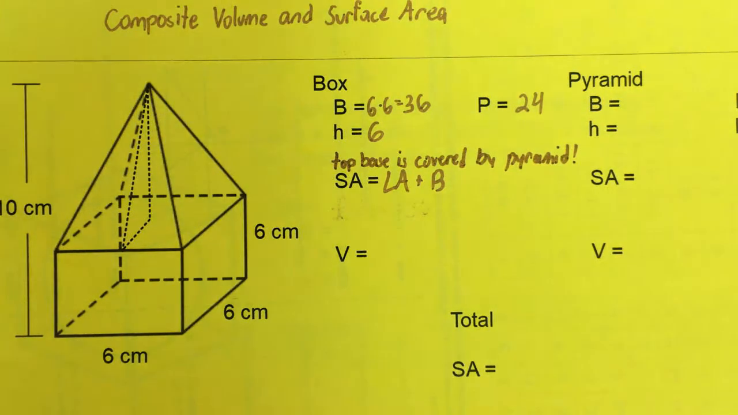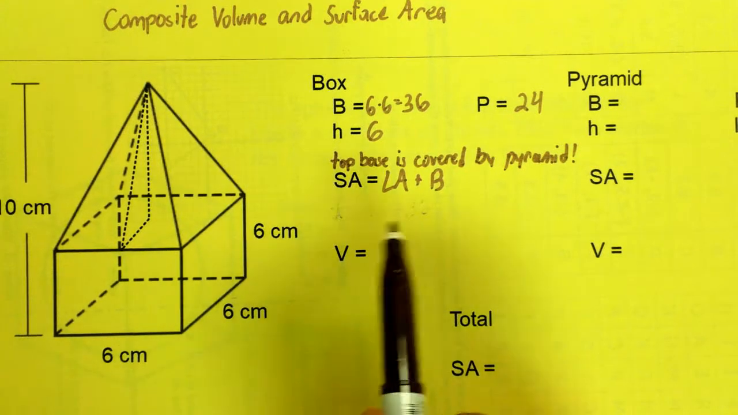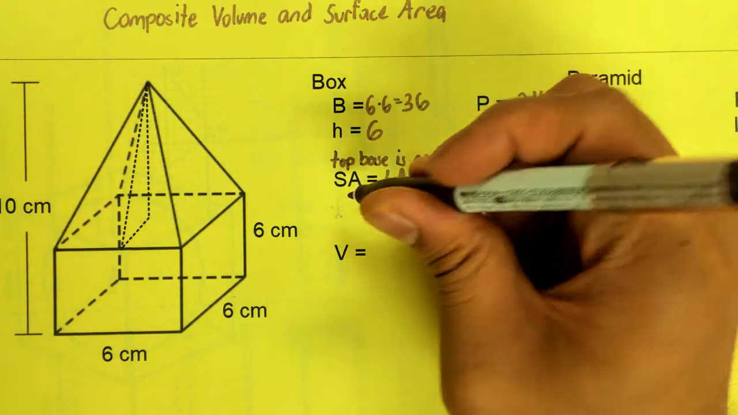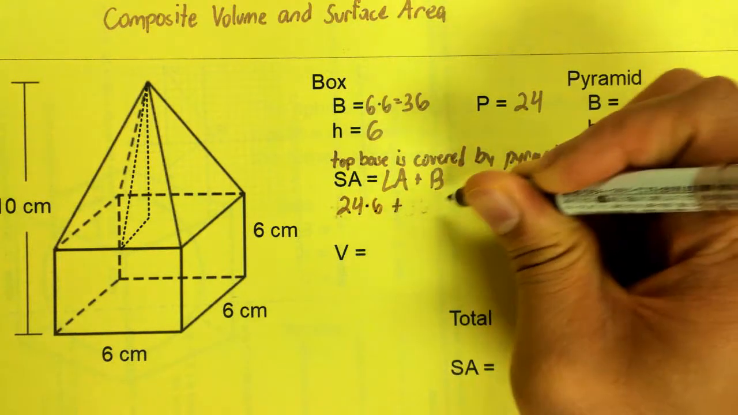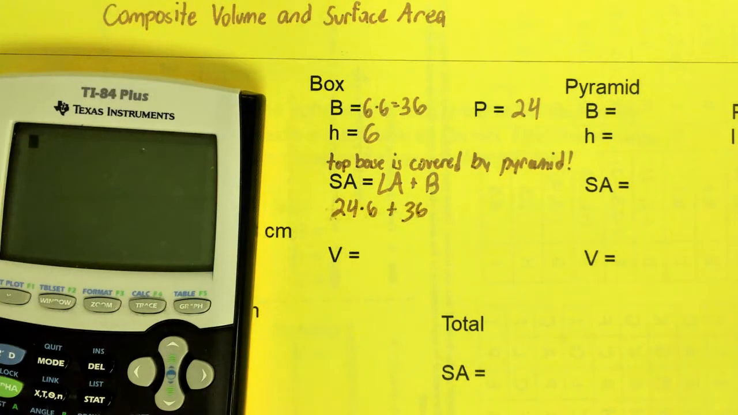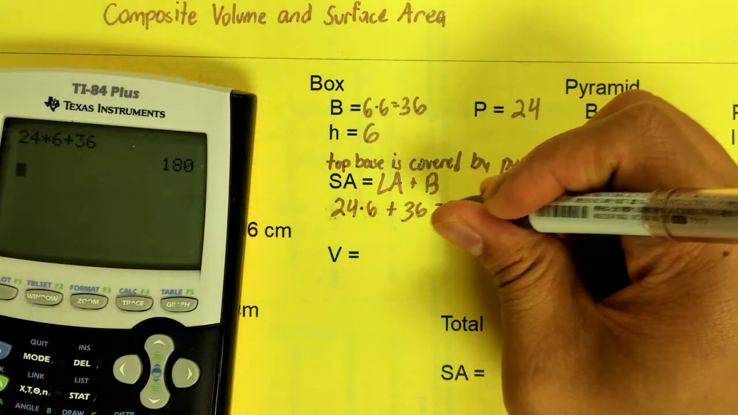Because the top base is covered by the pyramid, we don't add that. All we want are lateral, the parts around it, and then our bottom base. Lateral area is given by the formula perimeter times height plus our base of 36. So I have perimeter times height plus the base of 36 to get 180.